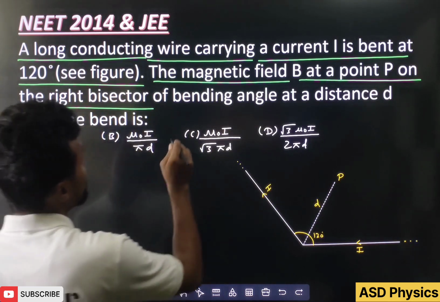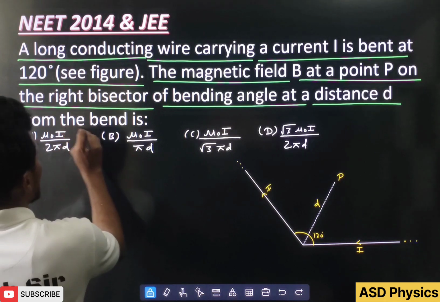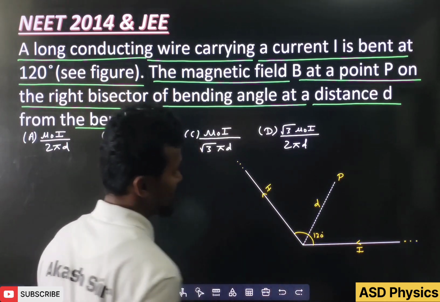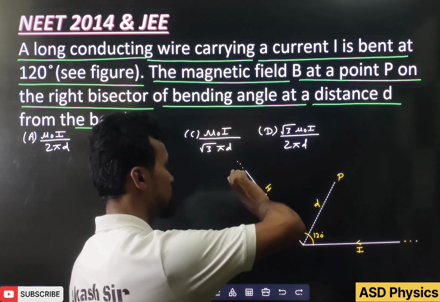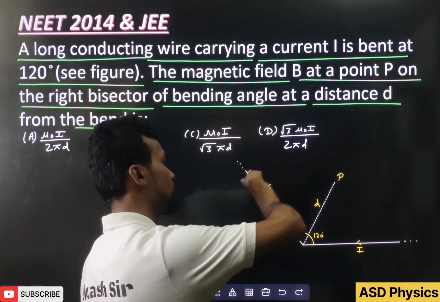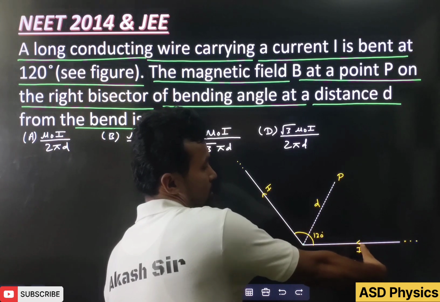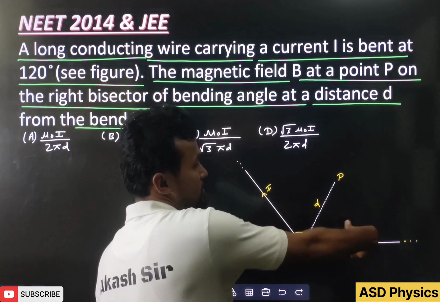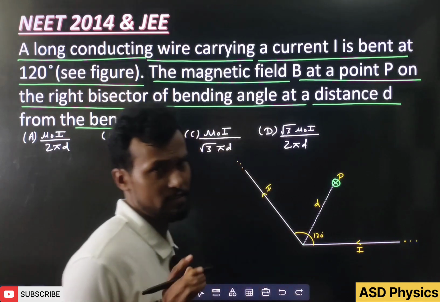on the right bisector of the bending angle at a distance D from the bend is how much? Bend is here. Now my observation point is here. Anyhow, in which direction is the magnetic field? All the fingers along the current, palm towards the observation point, so the magnetic field is inside. No confusion about the direction.